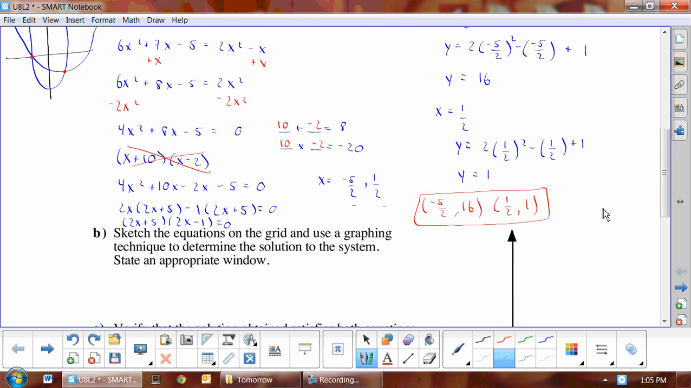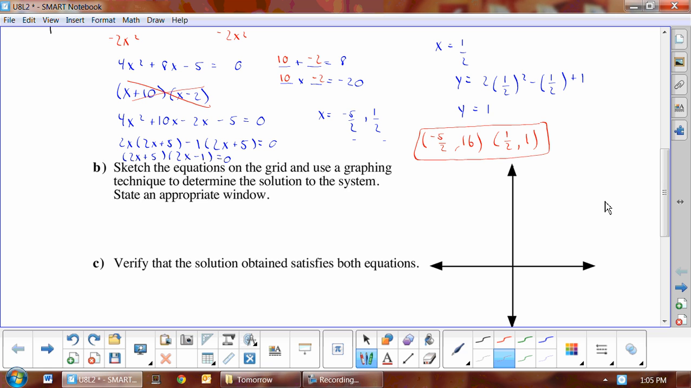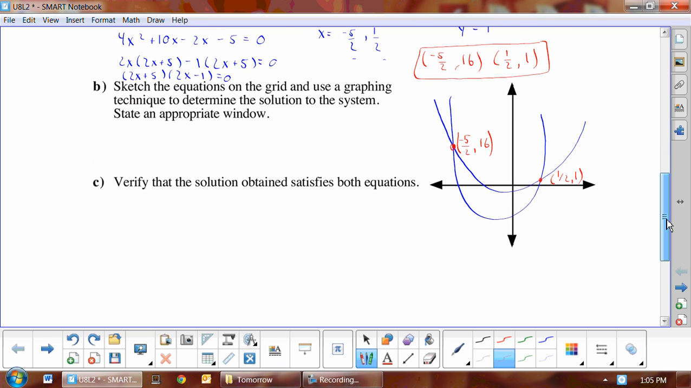Okay. So then part B just asks you to sketch it on the grid. So I don't know, it looks something kind of like that maybe. And we say, oh, 1/2 and 1. Awesome. And then they ask us to verify.